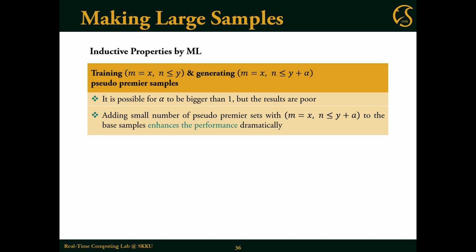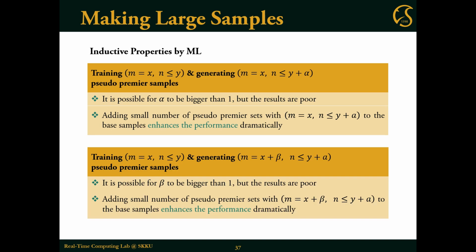Also, we noticed that adding a small number of pseudo-premier sets into the training base set before training enhanced the performance of the framework dramatically, showing more cases of successful guesses of the schedulable priority assignments. And the same goes on for the cases where we also increase the number of processors.